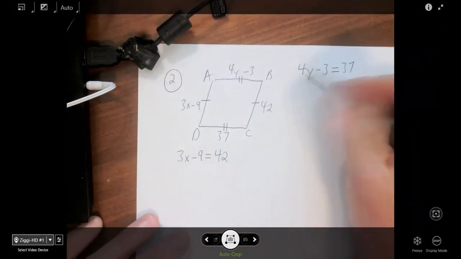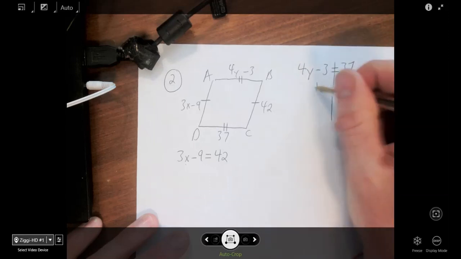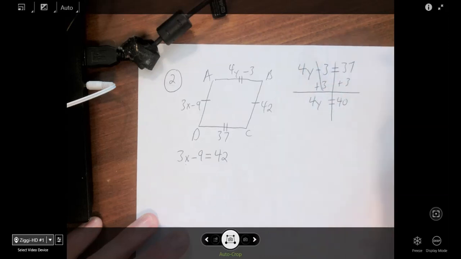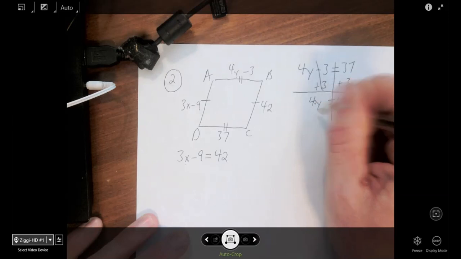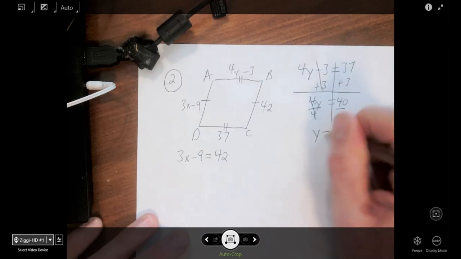So let's get Y by itself first. We can draw a line down the middle of the equal sign. We can add 3 on both sides. So that's going to give us that 4Y is equal to 40. The opposite of multiplying times 4 is dividing by 4. So that's how we get that Y equals 10.